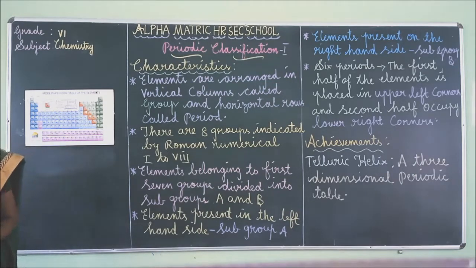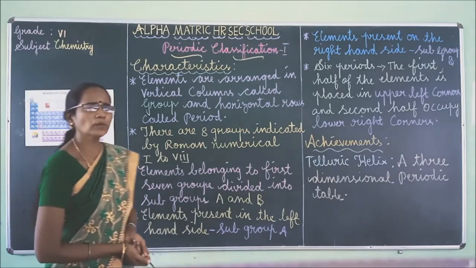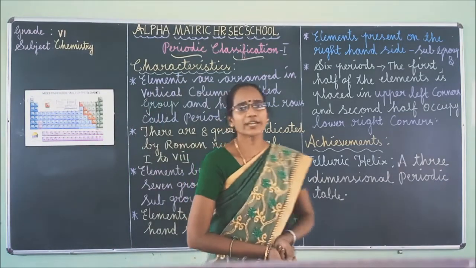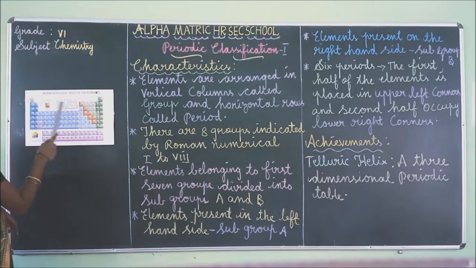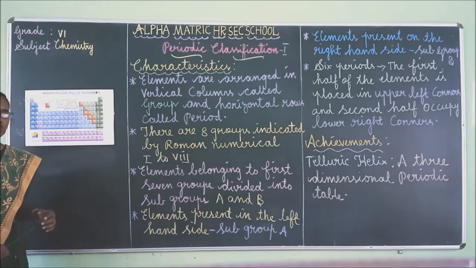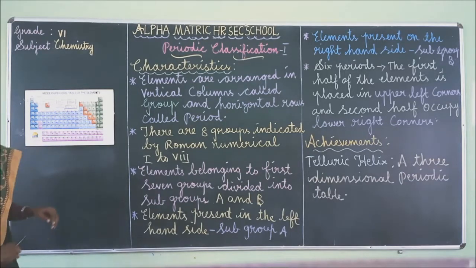What are the 2 elements? Hydrogen and helium, right? And the second period consists of 8 elements. The second period is also a short period. Why? Because it contains 8 elements: lithium, beryllium, boron, carbon, nitrogen, oxygen, fluorine, neon. This is the second period, starting from lithium to neon. So this is a short period because it contains 8 elements.